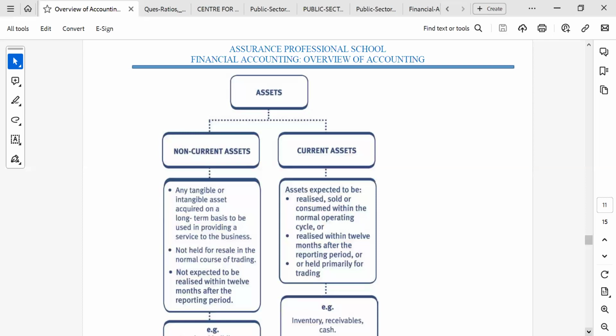But those items that are going to take more than a year or two or three or four, and are not even bought with the intention of reselling them. They are not bought with the intention of what? Resell. They are going to be used to help the company administratively, or they are going to be used to help the company produce its goods. Those items are called the non-current assets. All right.